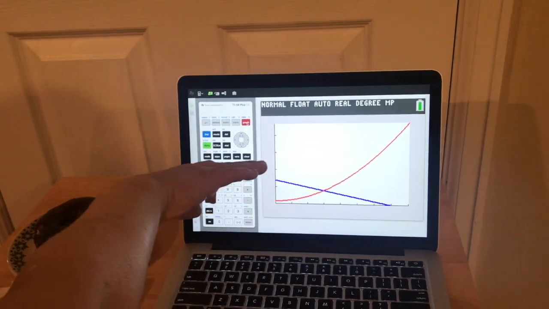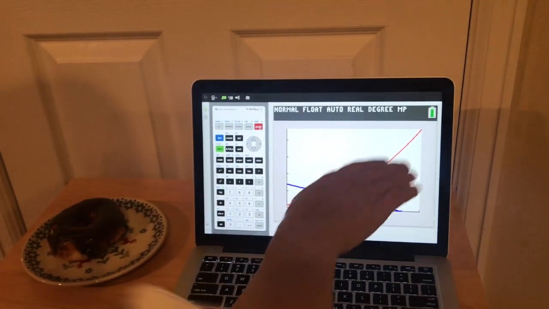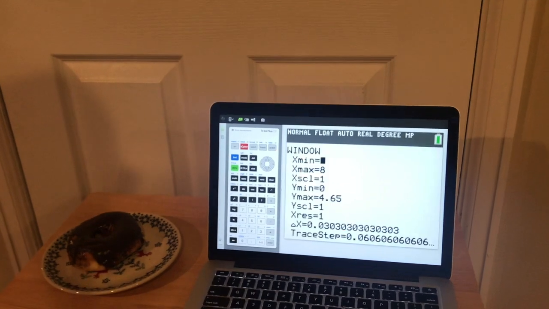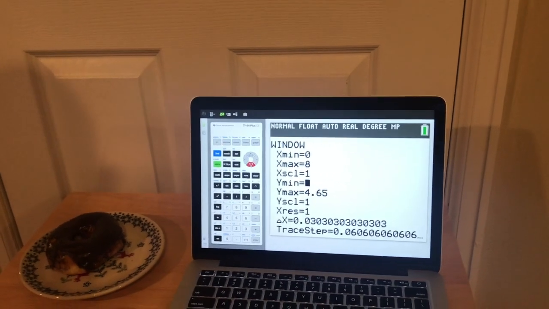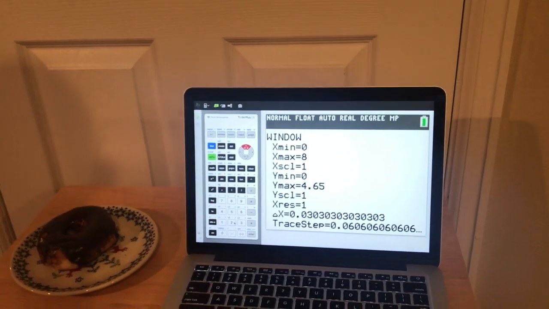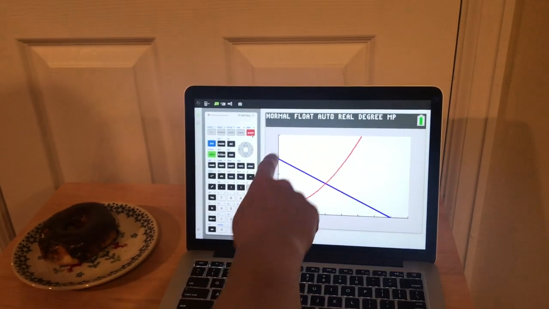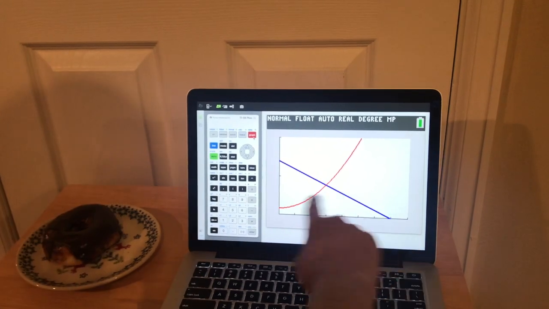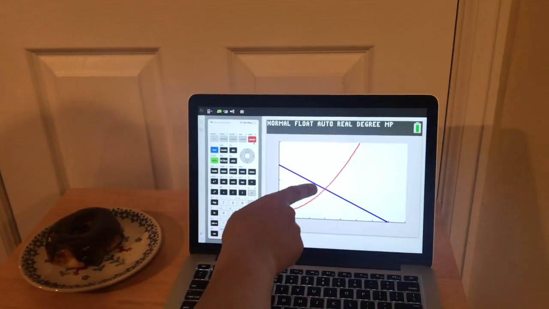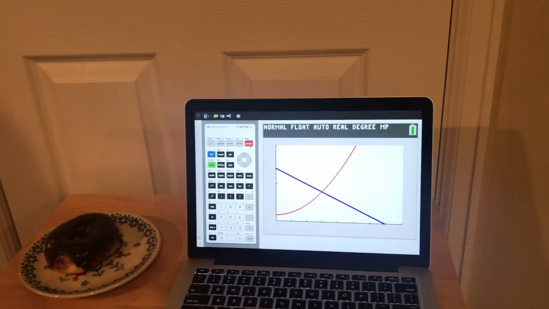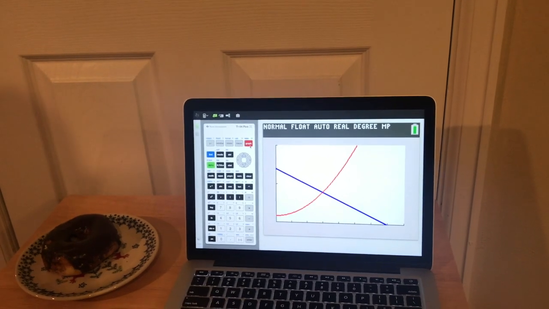And then I'm going to cut it off here at about 2 because the rest of that I don't really care about. So I'm going to change my window to a y maximum of 2. Okay, so we have our demand function and our supply function. And this point where they intersect, that's our equilibrium point. That's the point where supply meets demand.